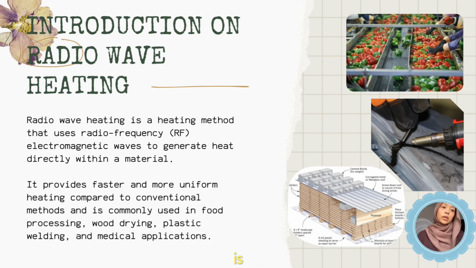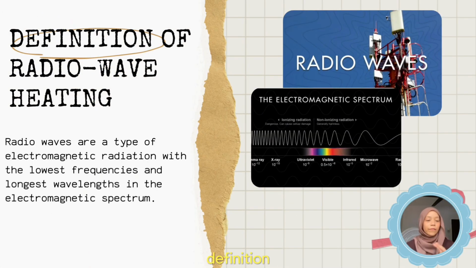Radio wave heating is widely used in industries such as food processing, wood drying, plastic building, and also for medical treatment. Now, let's look at the definition of radio wave heating. Radio waves are a type of electromagnetic radiation with the lowest frequencies and longest wavelength in the electromagnetic spectrum. They are fundamental to modern technology, serving as the invisible backbone for wireless communications, including standard broadcast radio, television, cellular networks, Wi-Fi, and also radar systems.